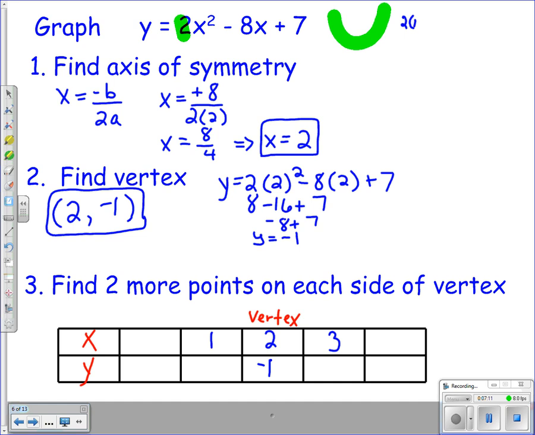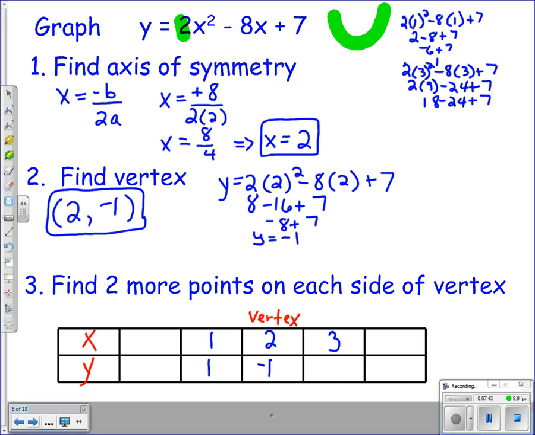I'm going to have 2 times 1 squared minus 8 times 1 plus 7. So it gives me 2 minus 8 plus 7, negative 6 plus 7 gives me a positive 1. So I know I can put a positive 1 in there. Then we have 2 times 3 squared minus 8 times 3 plus 7. So I have 2 times 9 minus 24 plus 7. That's 18 minus 24 plus 7. That's a negative 6 plus 7. And that also is a positive 1.